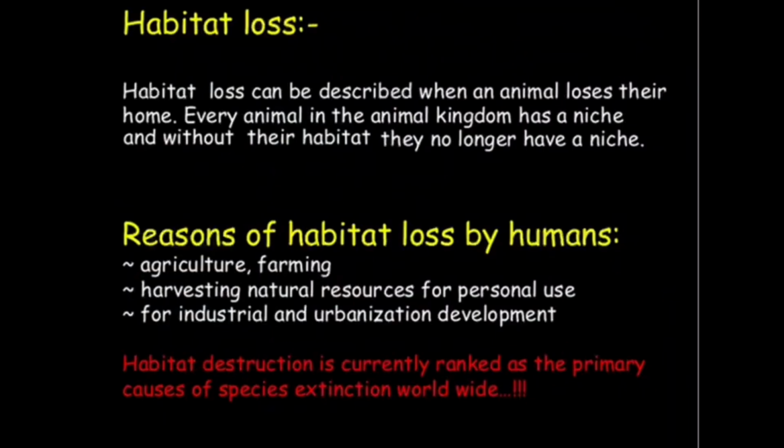Habitat loss can be described as when an animal loses its home. Every animal in the animal kingdom has a niche, and without their habitat they no longer have a niche. Regions of habitat loss by humans: agriculture, farming, harvesting of natural resources for personal use, and industrial and urbanization development. Habitat destruction is currently ranked as the primary cause of species extinction worldwide.